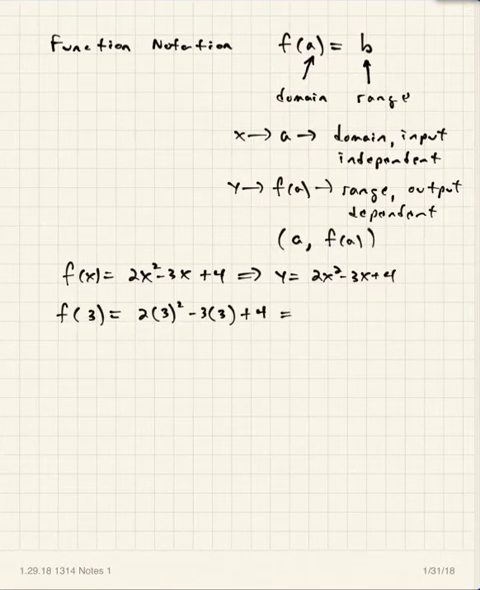Then you just do the arithmetic here. So this is 2 times 9 minus 9 plus 4. So you have 18 minus 9, which is 9, plus 4, which is 13. So you get f of 3 is equal to 13, and so you also get the ordered pair (3, 13). That would be 3 different ways that you might write that kind of thing out.